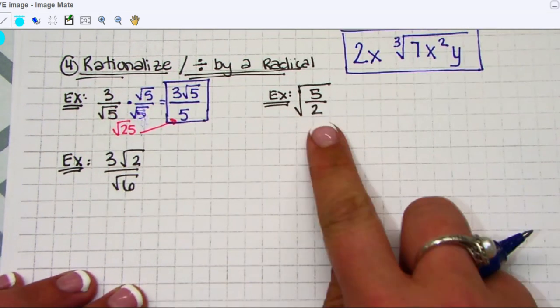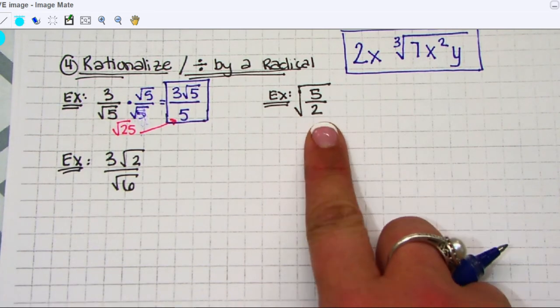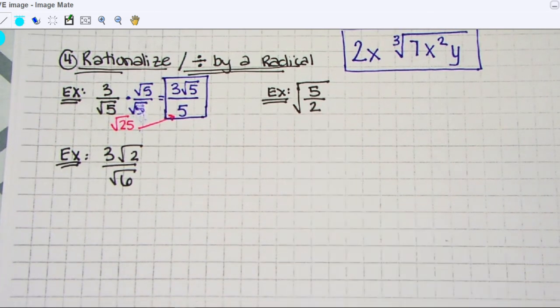How do we do this one? Square root of 5 halves. I don't have a square root in the top and bottom. What should I do?